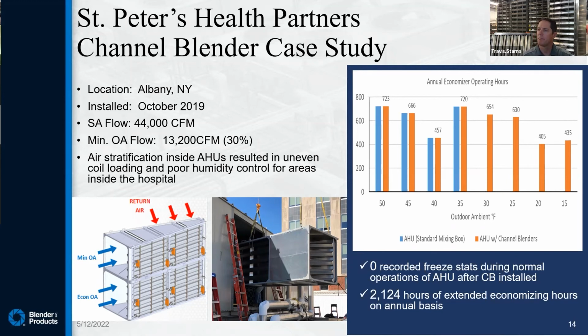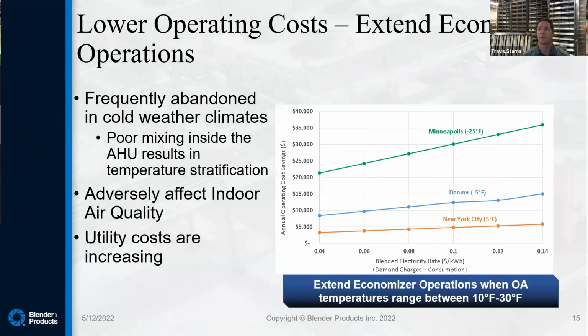The plot on the right shows extended economizing operations. We've added over 2,000 hours of economizing hours. That's essentially free cooling. They keep those preheat circuits off, and that saves on their utility bill. But the point being is we went through multiple winter seasons and we've had 0 freezestats in that unit. We've retrofitted 3 other units on this rooftop, so now that is the basis of design for their units going forward.